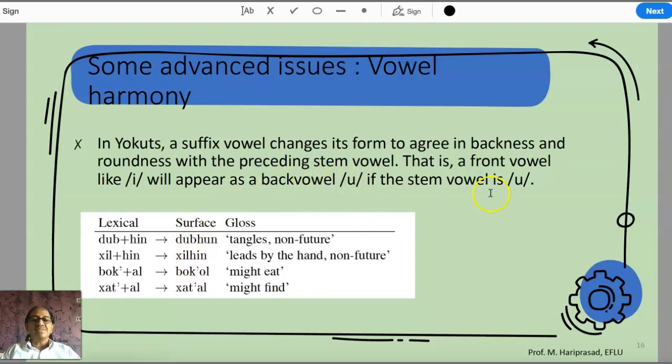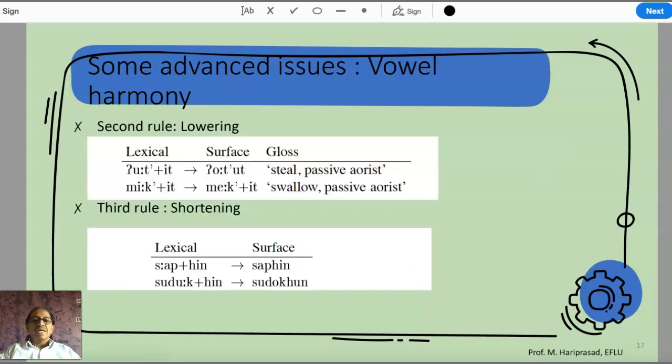That's what we see in these examples. This is one rule where you have vowel harmony from stem to the suffix, right? The vowel in the stem is influencing the vowel in the suffix. Look at this. There is a lowering rule. The second rule is the lowering rule, which is also vowel harmony.